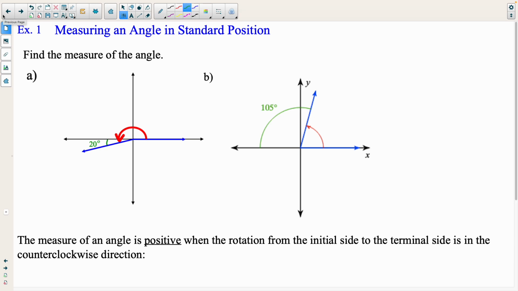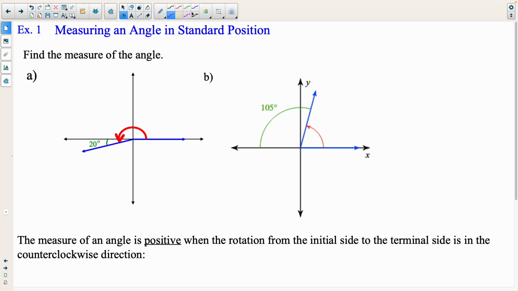So we can see here with letter A, we have an angle, and it's in standard position, because the initial side, or where you start, is right here on the positive x-axis. And we want to measure how much this opening is from the initial to the terminal side. Who thinks that they can tell me how much that angle measure is? 200. Excellent, it's 200 degrees.